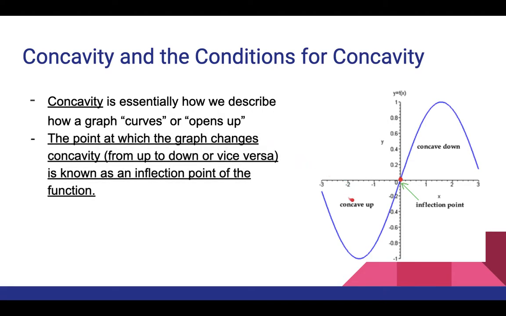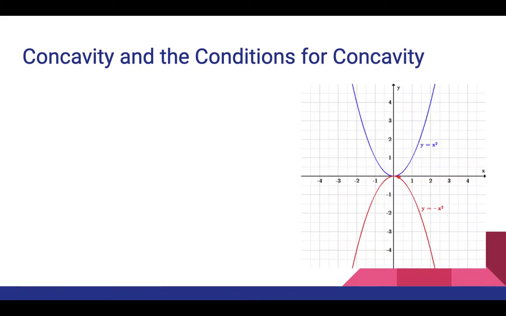Concave up would mean that our graph curves upward like this and opens upward, while concave down means that our graph would curve downward and open downward over a certain interval. The point at which a graph changes concavity, from either concave up to down or vice versa, is what we call an inflection point, seen right here in the graph.